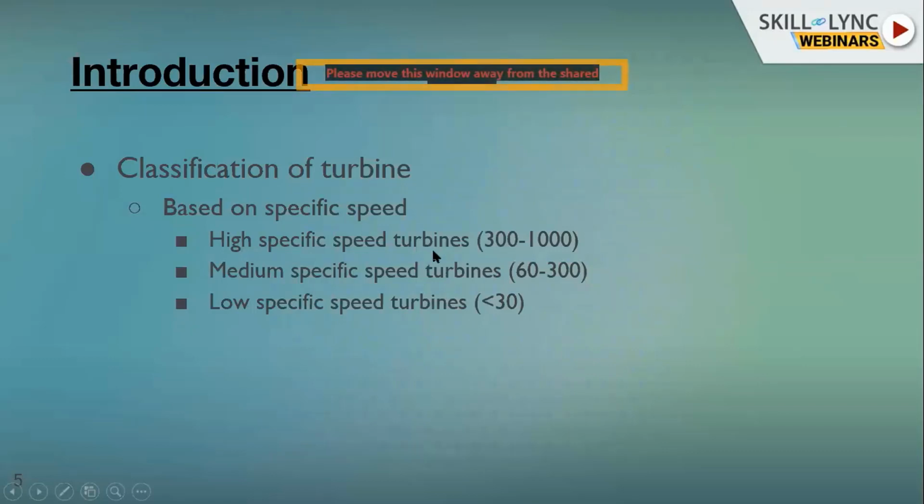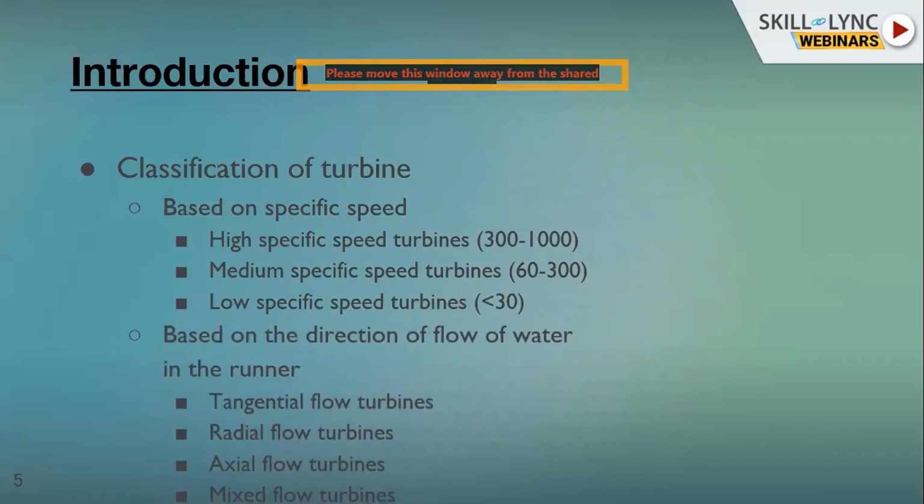For high specific speed turbines, the best example is the Kaplan turbine. For medium specific speed, the best example will be the Francis turbine, and for low specific speed, it would be the Pelton turbine. You can observe the vice versa in the case of head and specific speed.